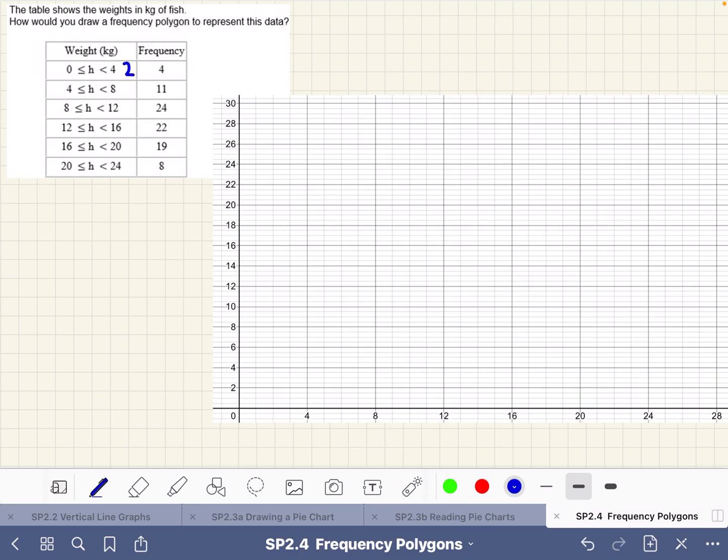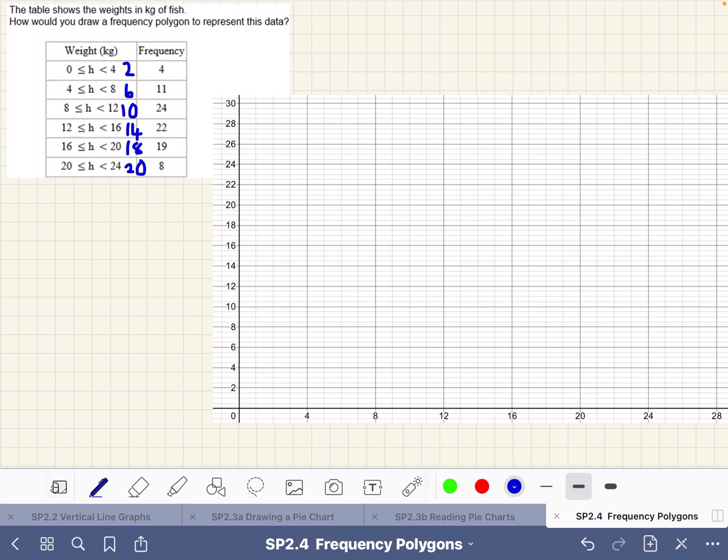If we are unsure, we could add them together. So 0 plus 4 is 4, and divided by 2 gives you 2. Same for 4 to 8. 4 add 8 is 12. 12 divided by 2 is 6. The next one would be 10, then 14, then 18, then 20.